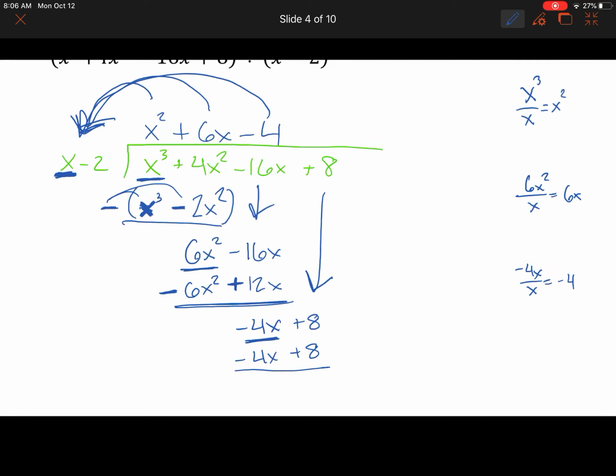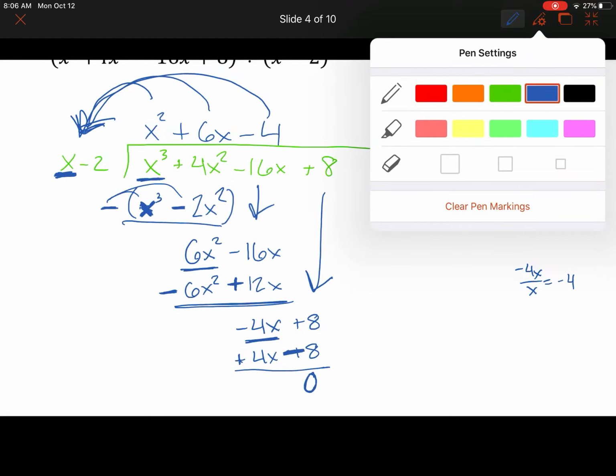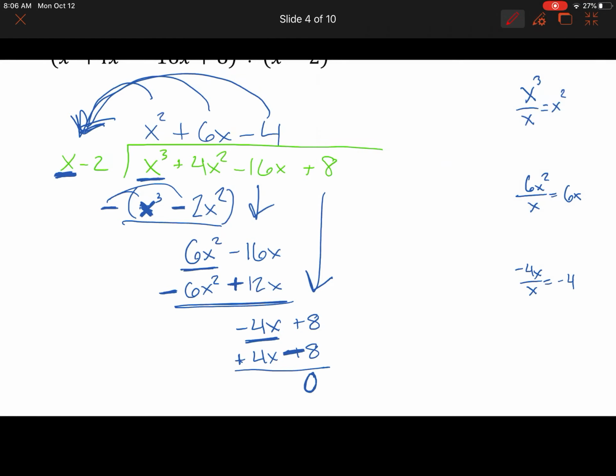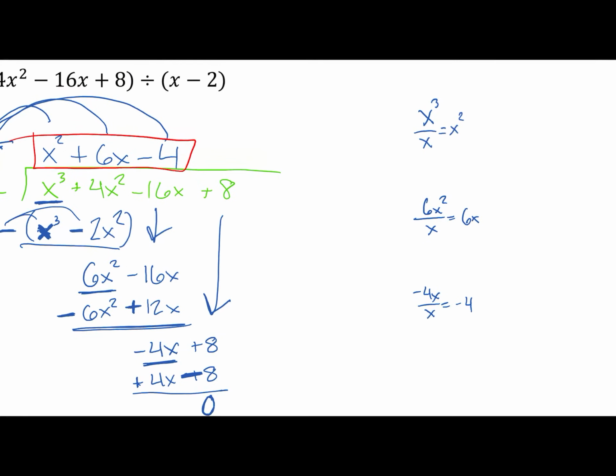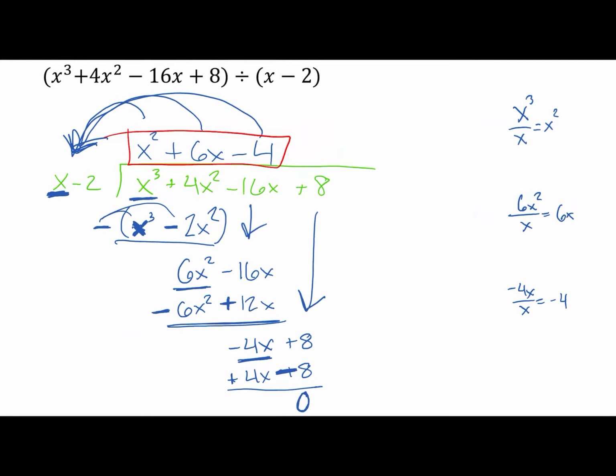I'm going to distribute my minus sign, remember, because I'm subtracting all of the stuff that I just wrote down, so that becomes a plus. This becomes a minus. So negative 4x plus 4x goes to 0. Plus 8 minus 8 also goes to 0. So I do not have a remainder this time. So I don't have to write a fraction as my remainder, but this right here is my final answer after I've divided those two things out.